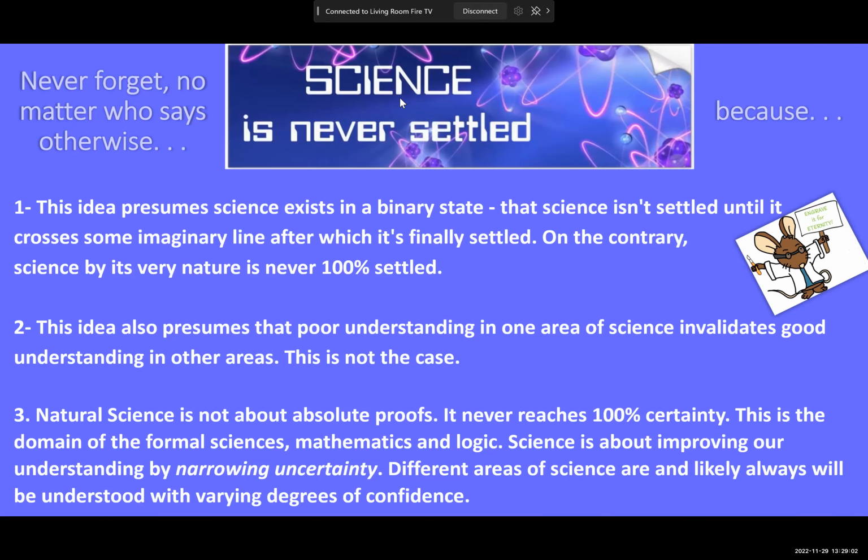All right. So remember these 3. It presumes it's in a binary state. It presumes poor understanding in one area and validates good understanding in another. And then lastly, it's not about absolute proofs. It's about narrowing uncertainty. That's the ones to remember.